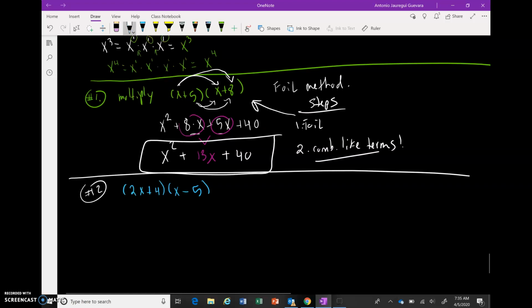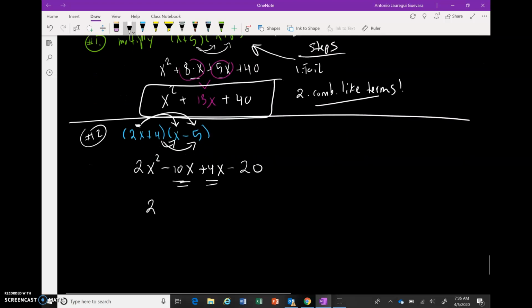Let's do it. So 2x times x gives you 2x squared. x times x gives you x squared, right? 2x times negative 5 gives you negative 10x. 4 times x gives you 4x, right? And then 4 times negative 5 gives you negative 20. And then you combine your like terms, which gives you 2x squared. Negative 10x plus 4x gives you negative what, guys? What does it give you? Negative 6x, right? So this is what we get.